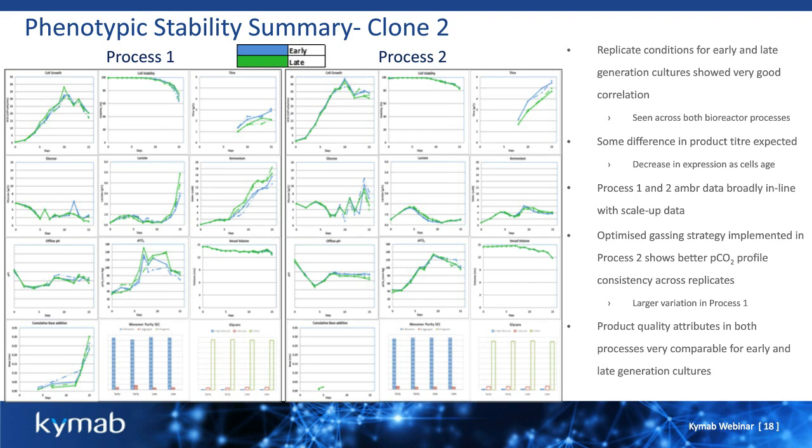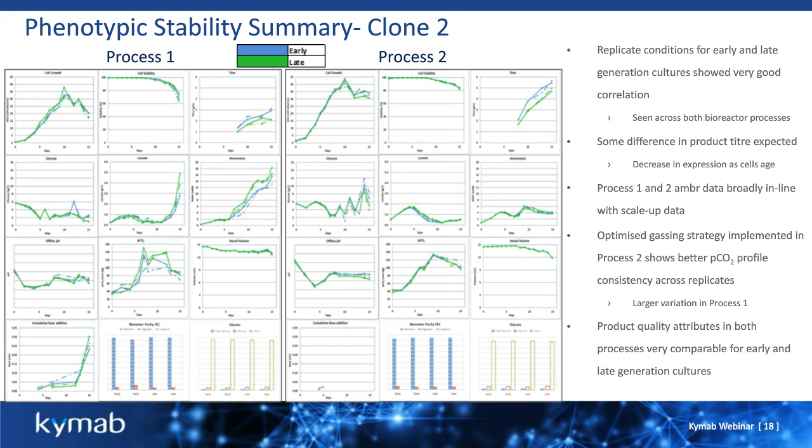This slide summarizes the phenotypic stability data for clone 2. We have the data from the process 1 conditions on the left and the data from the process 2 conditions on the right. The early generation bioreactors are shown in blue while the late generation bioreactors are shown in green.